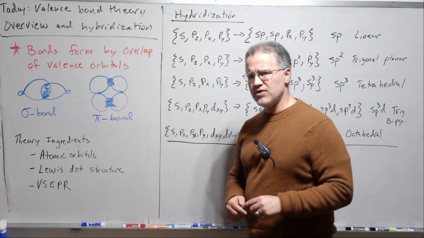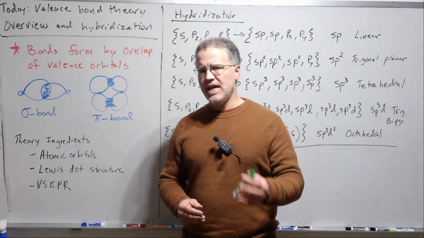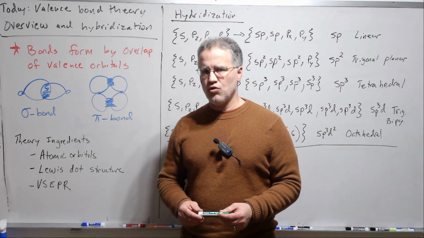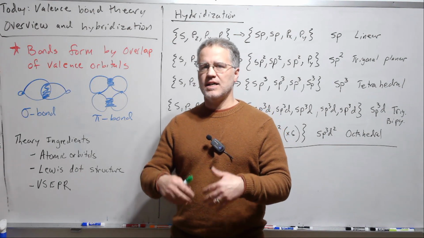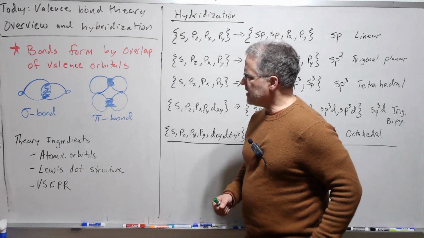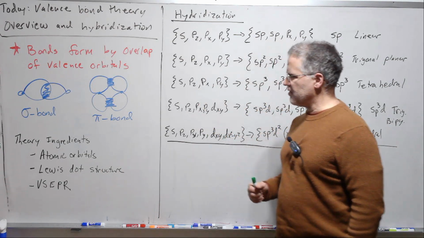Now your book, if you have a Gen Chem book, will focus also on valence bond theory. It may have a section or two on molecular orbital theory, and it's certainly fine to compare and contrast that. You just want to be careful that you know what theory you're in when you're thinking about the theories.